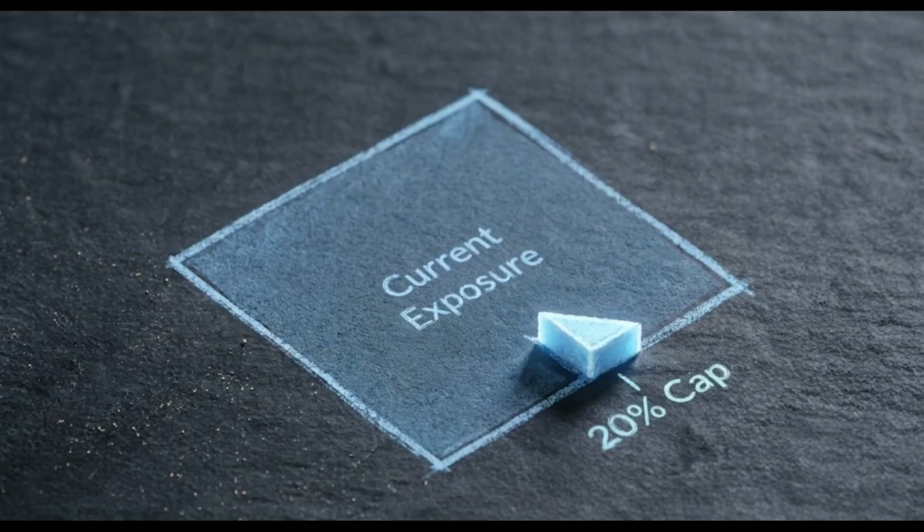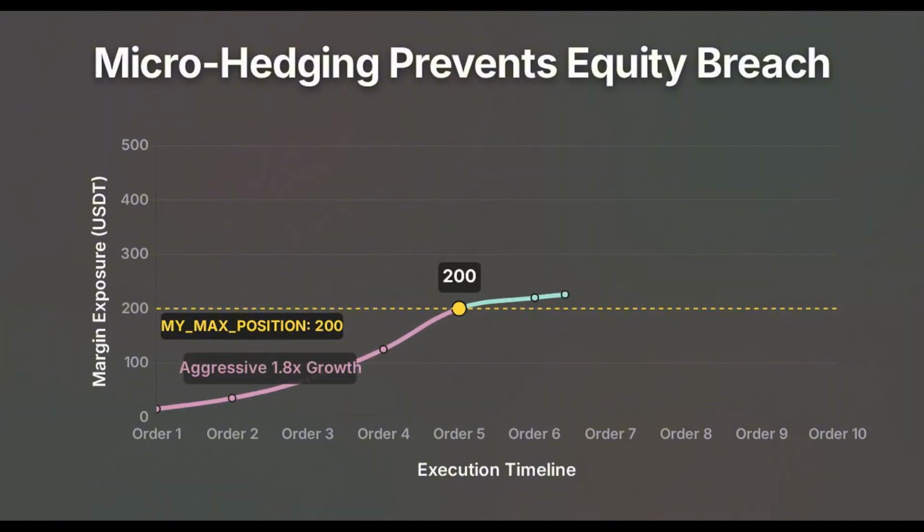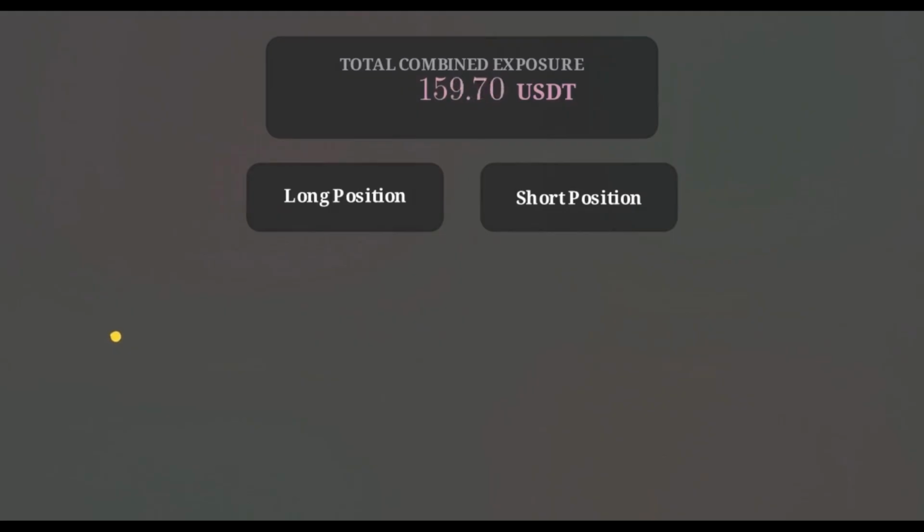By capping order sizes at 20% of current exposure, the system slows the rate of margin growth, providing the necessary room to sustain an adverse trend without breaching total equity limits. The system builds an ultimate structural containment wall, acting as the absolute capital circuit breaker. This diagram shows the system reaching its absolute limit.